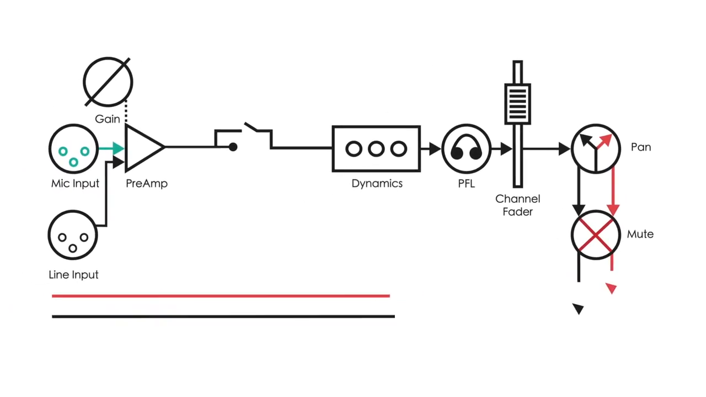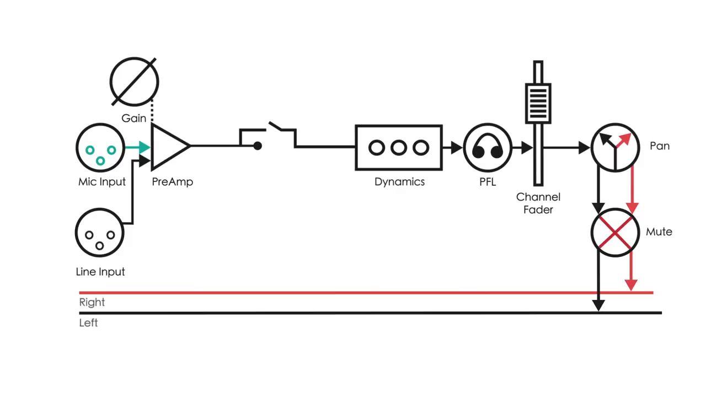After the pan and mute, the signal moves to the left and right bus where it is joined, or mixed, with the signal from all other channels. This is also called the main bus. A bus is a mixdown of several channels.